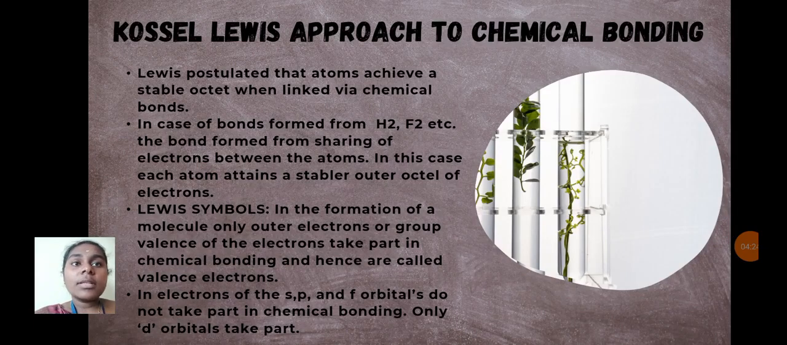Next, the Kossel-Lewis approach to chemical bonding. In molecules like H2 and F2, bonds are formed by sharing electrons between the atoms. In each case the atoms attain a stable outer octet of electrons. Only the outer electrons, the valence electrons, take part in chemical bonding and hence are called valence electrons. The inner electrons do not take part in chemical bonding.